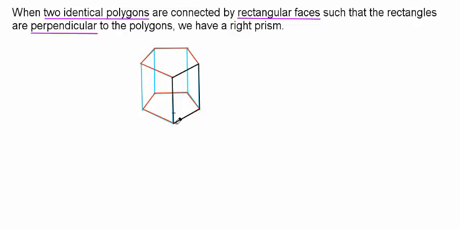If the base is a square, we call it a square prism. If the base is a rectangle, we call it a rectangular prism. If the base is a triangle, we call it a triangular prism, and so on. Let us say there are n sides on the base. So it's an n-sided polygon. And the length of each side is b. So b is equal to the length of each side on the base.